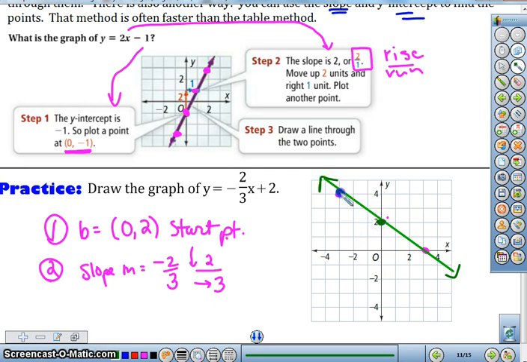Should have been right through these 2 points, and without a straight edge sometimes you're off. But where is this point located? This point is located over at -3, 4. Remember, at the beginning of the lesson we said every point on the line must make it true.